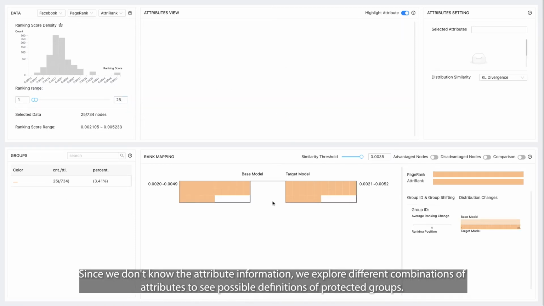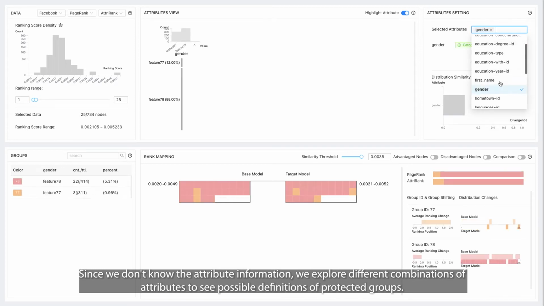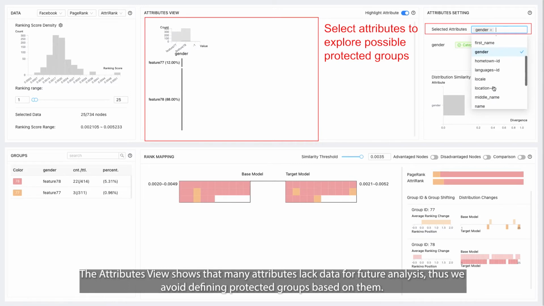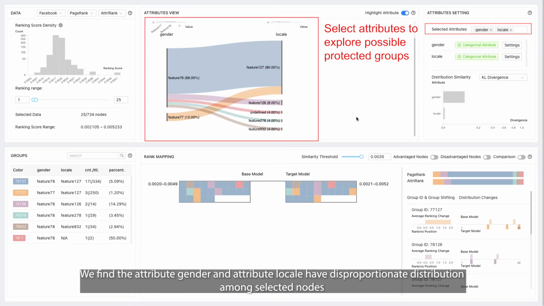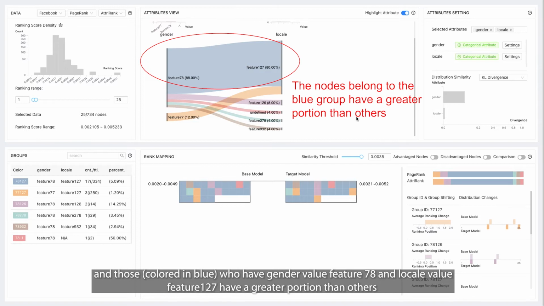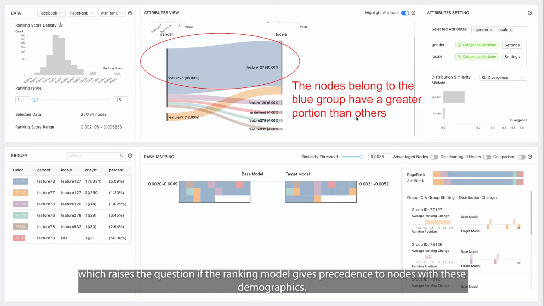Since we don't know the attribute information, we explore different combinations of attributes to see possible definitions of protected groups. The attributes view shows that many attributes lack data for future analysis, thus we avoid defining protected groups based on them. We find the attribute gender and attribute locale have disproportionate distribution among selected nodes, and those colored in blue, who have gender value feature 78 and locale value feature 127, have a greater portion than others, which raises the question if the ranking model gives precedence to nodes with these demographics.